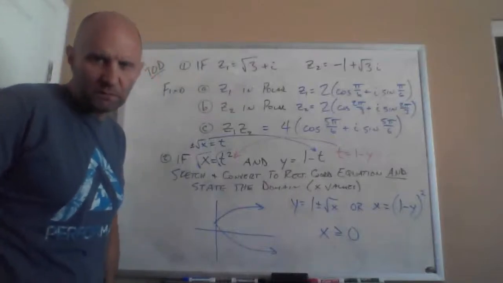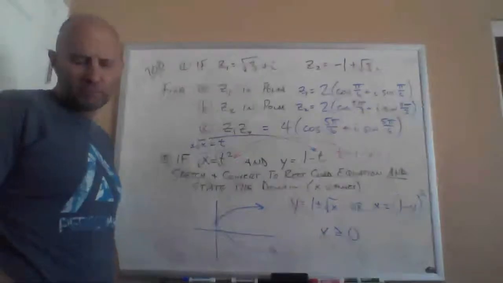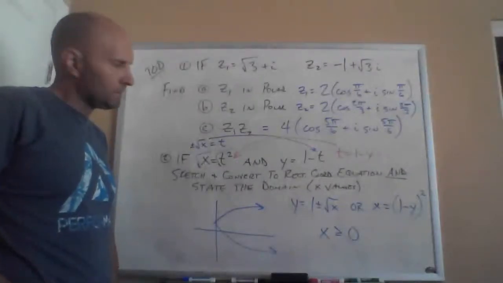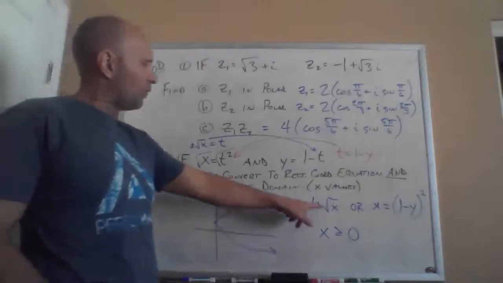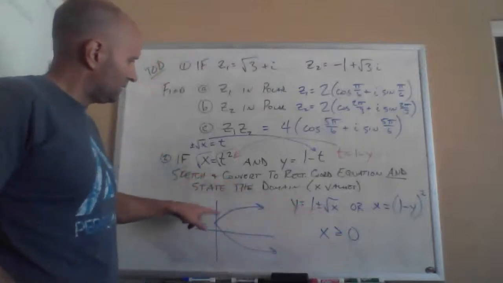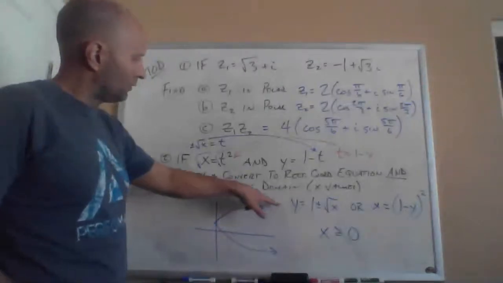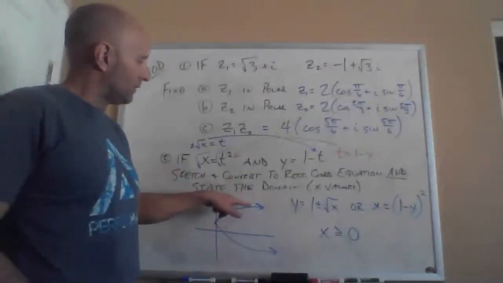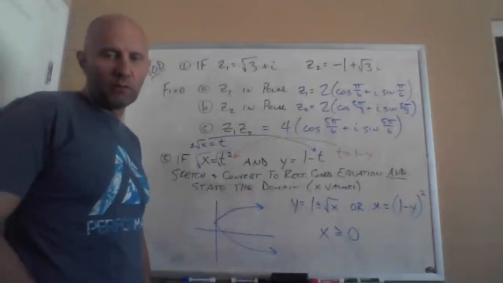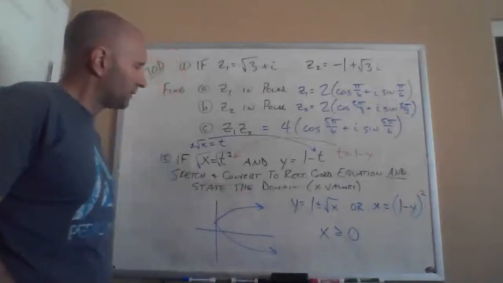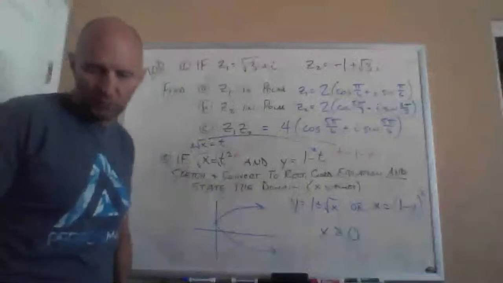Does that make sense? Because if we only have 1 minus square root of x, it's only going to give us this part down here. But we also want to include the top part of the parabola, so that's why we have to have the plus as well. Sorry about that. I have to fix that in my notes.